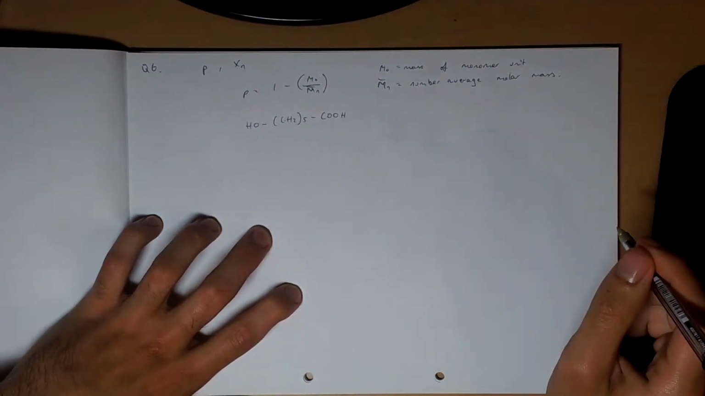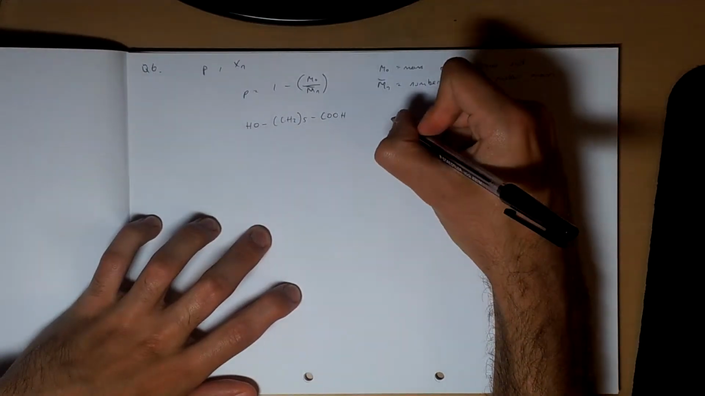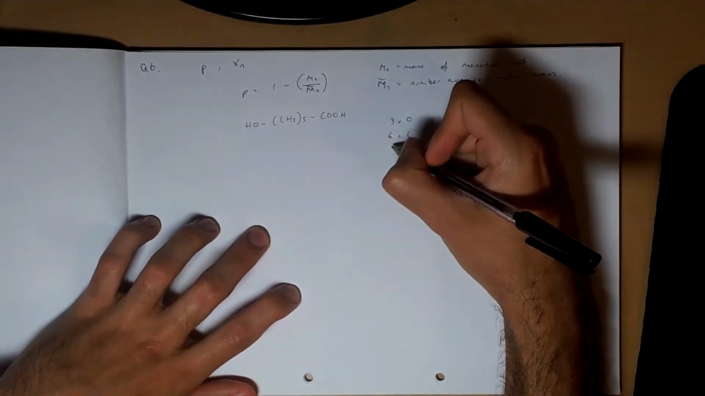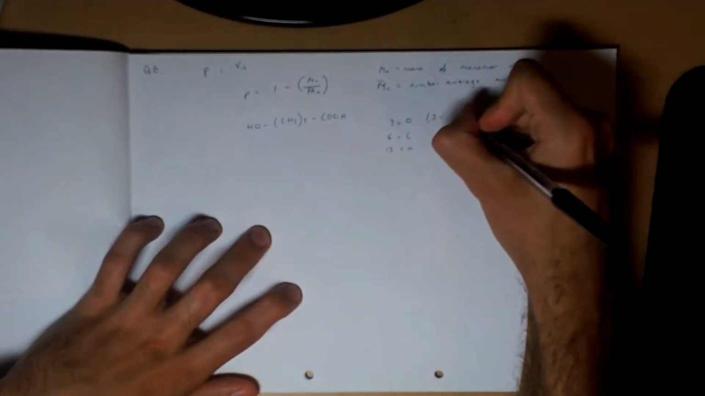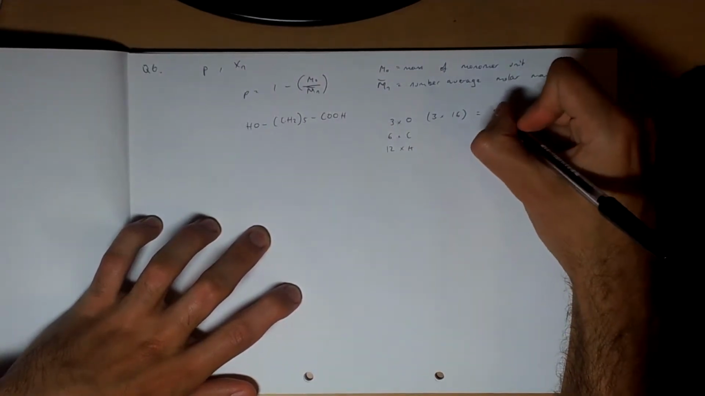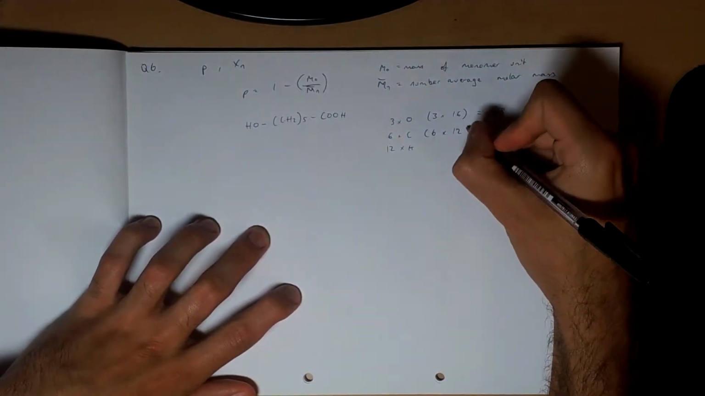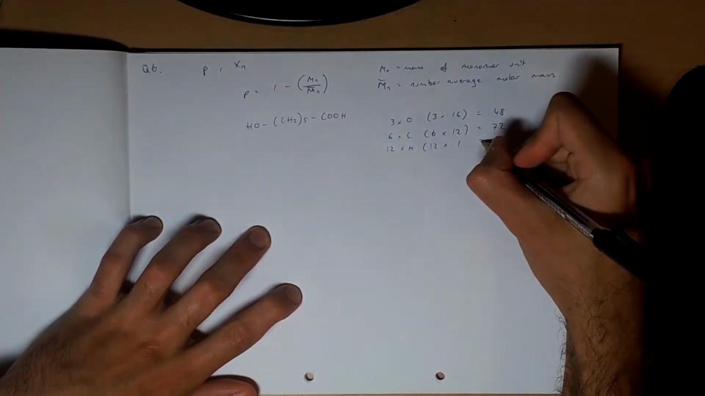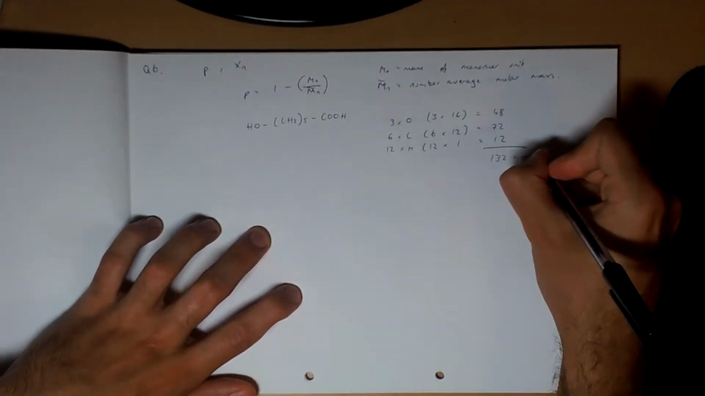So if we're working out the molecular mass of that, we have 3 oxygens, 6 carbons, and 12 hydrogens. So this is 3 times 16, which is the mass of oxygen, and that is equal to 48. This is 6 times 12, which is equal to 72, and this is 12 times 1, which is equal to 12, which is a sum of 132 grams per mole.